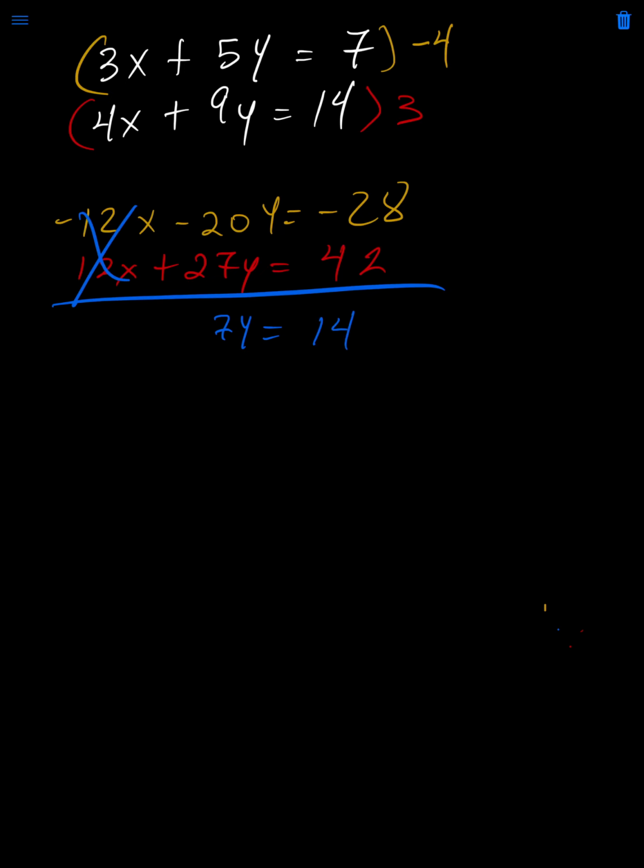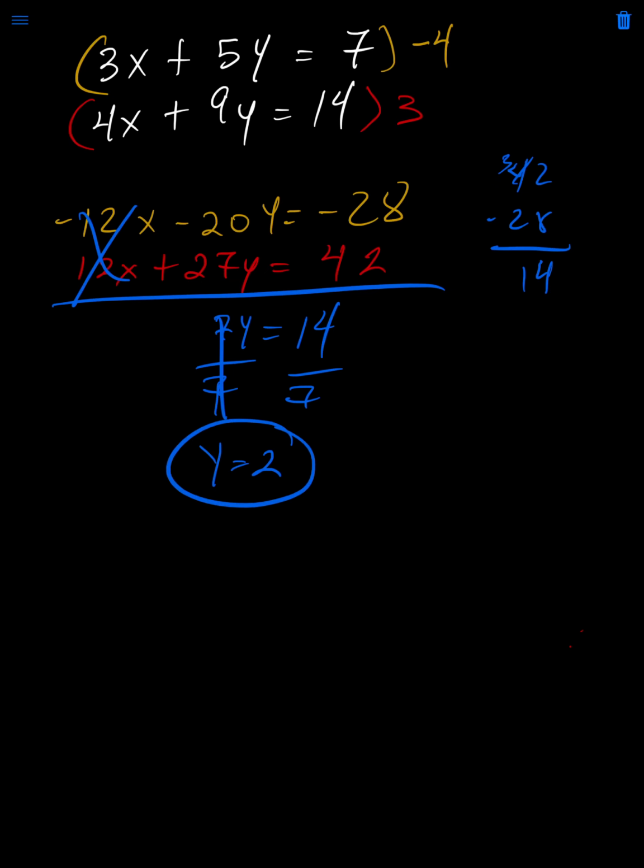-12 plus 12, it goes away. -20 plus 27 is a positive 7y. -28 plus 42 is 14. Is it 14? Oh, I gotta be careful there. I can't just do it in my head, because I'm doing a video on this. So let me go back over here and do 42 minus 28. Yeah, it's 14. So divide both sides by 7. So y equals 2. Pretty good.